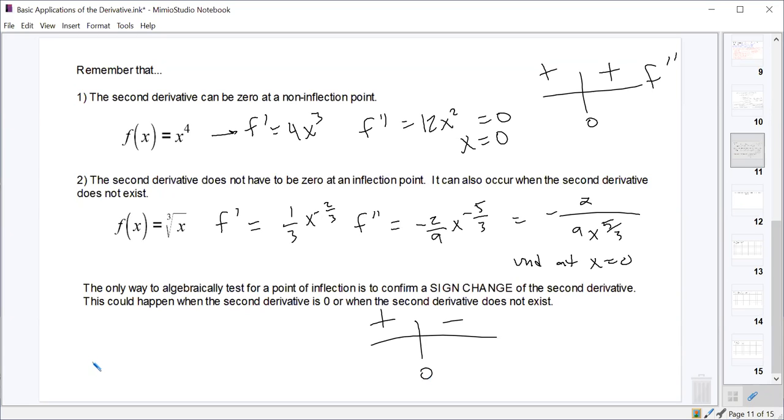Okay. Remember that it could be undefined because there's a vertical tangent line there on the function, but it might still be a point of inflection. We're used to them looking like this, but they can also be turned horizontally as well, so that we have a vertical tangent line at the inflection point. Good or no? Good. All right.